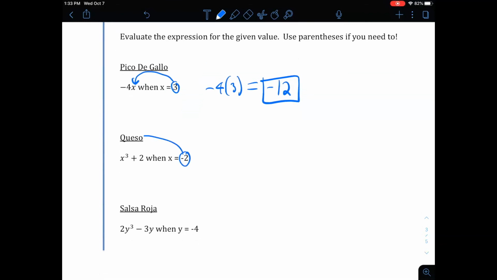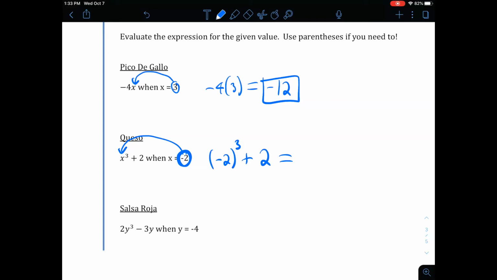We're going to take this negative 2 and plug it in for x, for queso. We have x to the third plus 2 when x equals negative 2. But make sure when you plug stuff in for exponents, you use parentheses, or otherwise it's going to goof it up. So when you're plugging stuff in for x with exponents, make sure you use parentheses, especially when you're plugging in a negative number. All right, so we have (negative 2) to the third plus 2.